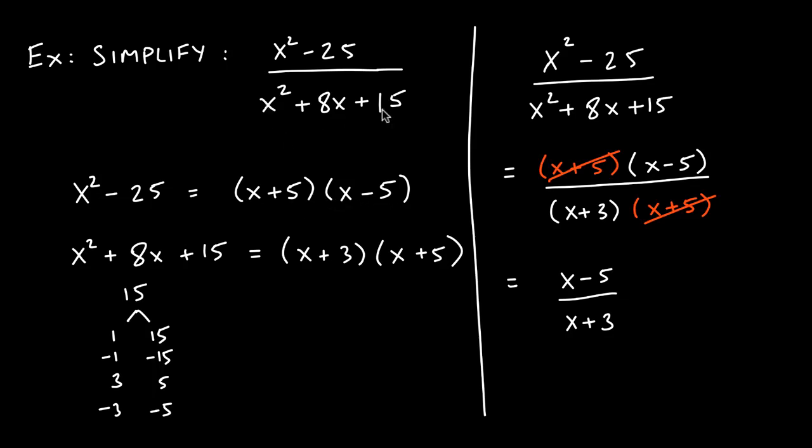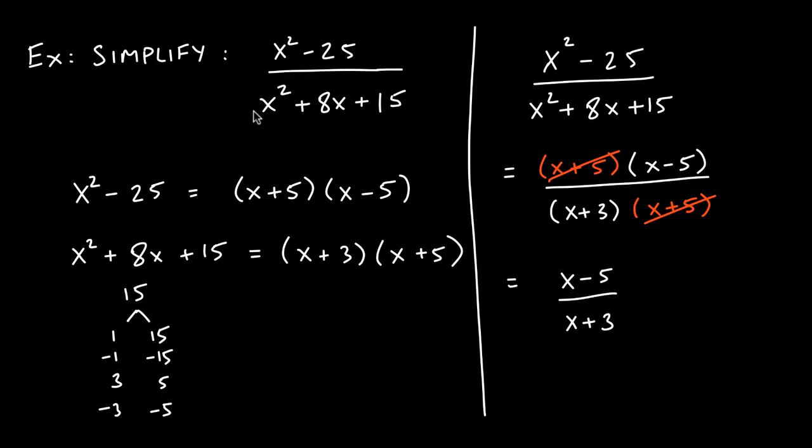And then for the denominator, I see that there is no GCF because one of the coefficients is 1. I see that I have three terms. So first I think of the formulas. I can find the square root of x squared, but I cannot find the square root of 15. So the formulas don't apply.